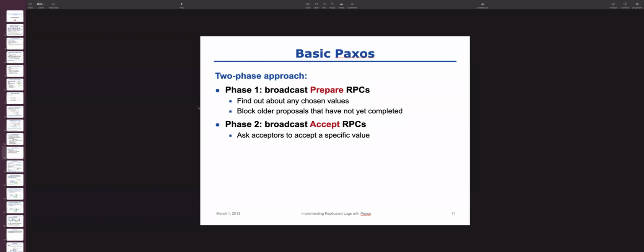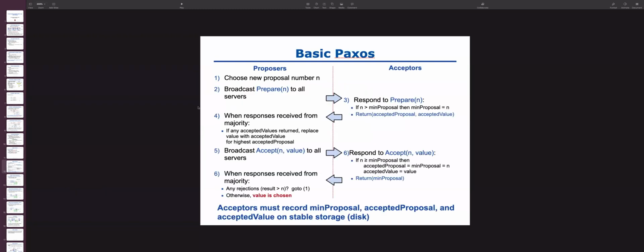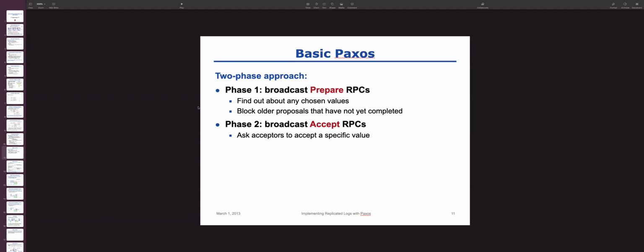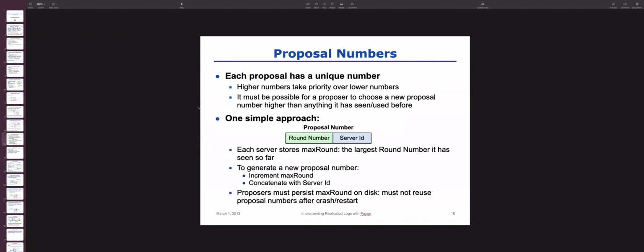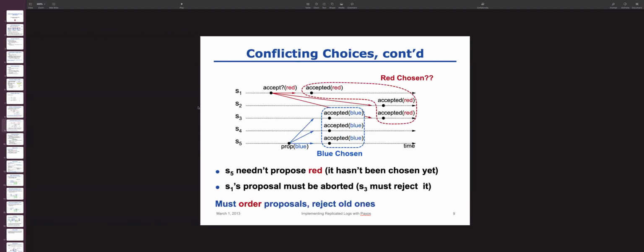Okay, now let's go to the algorithm, how it is done. Question about these steps. If we go back into the diagram where we saw the problem. It said to block anything older. So how would S5 know anything older exists when S5 is proposing? Since it's not yet accepted, how does S5 know if there's anything older being proposed by anything else?